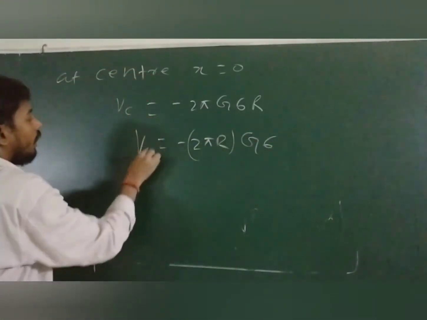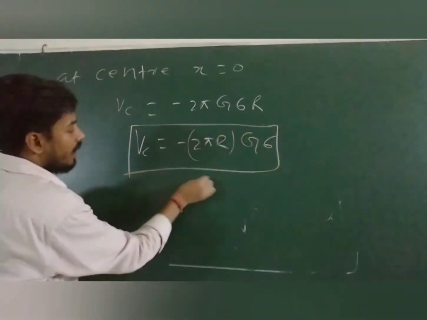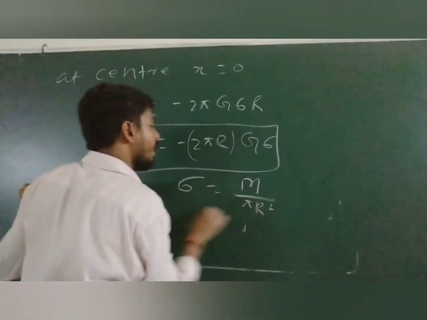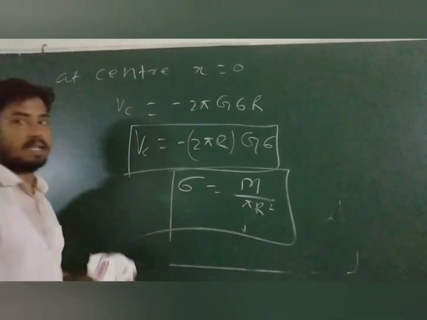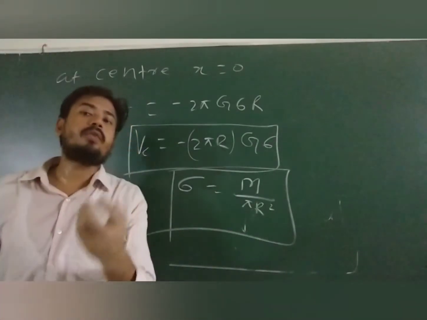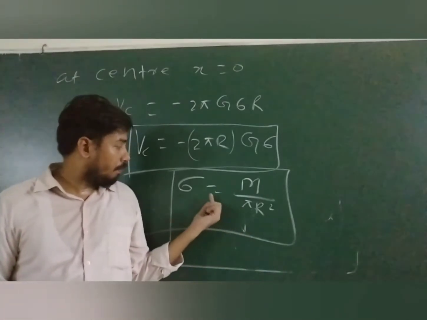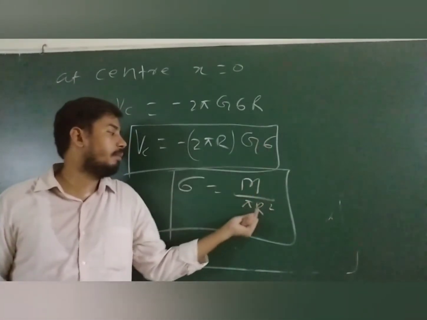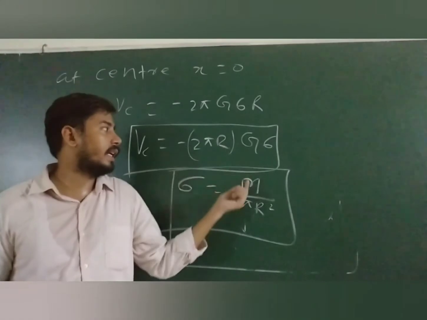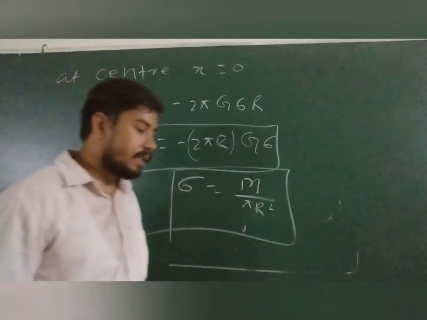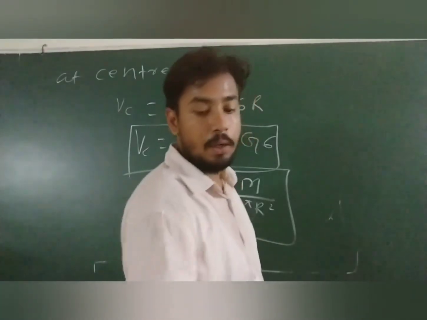And I have already told you, sigma is the mass density, mass by area pi r square. If you want to find the result in terms of mass, replace sigma by M by pi r square. So all this gets cancelled, and you will find the result in terms of mass. So this is the gravitational potential due to a disk.